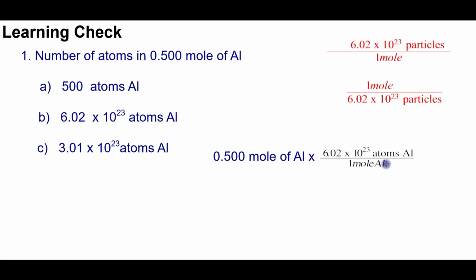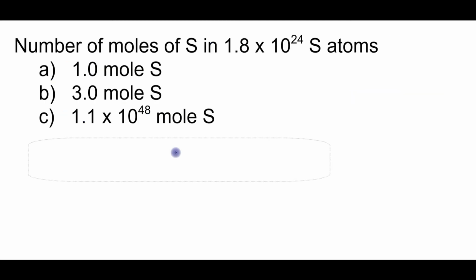So notice in my conversion factor, I'm using atoms and moles because I've started with moles and I want atoms. So I've customized it. Instead of particles, I put what I have. I can cancel out my units and I end up with atoms of aluminum. I end up with 3.01 times 10 to the 23rd atoms of aluminum. And notice that I have both of those on there, and your proper answer should include both. Pause the video and give this one a try.